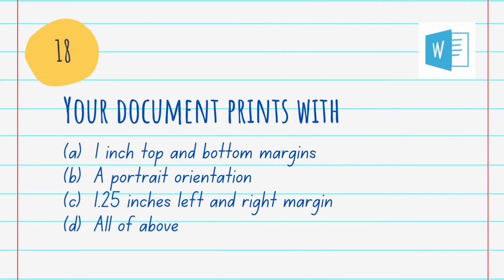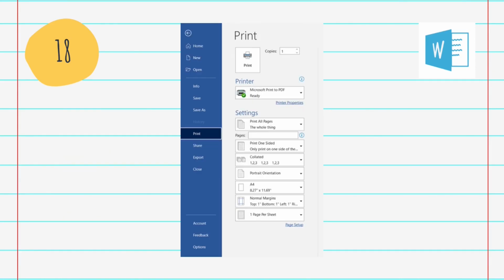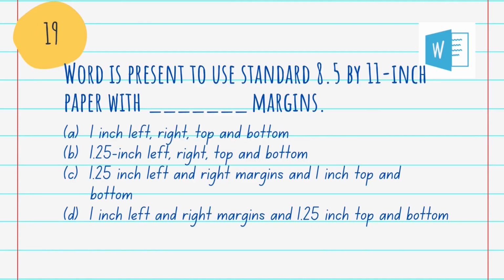Then question number 18. Your document prints with A, 1 inch top and bottom margin, B, a portrait orientation, C, 1.25 inches left and right margin, and D, all of the above. And the answer is D, all of the above. You can print the document with 1 inch top and bottom margin, a portrait orientation, and 1.25 inches left and right margin. That's why all of the options are correct.